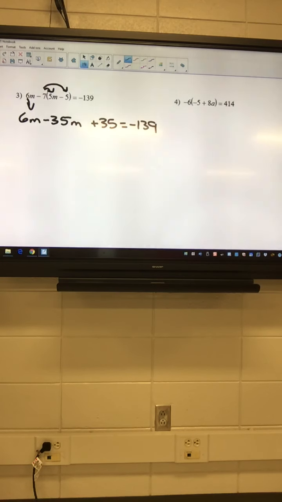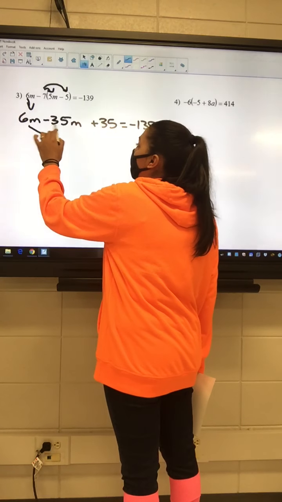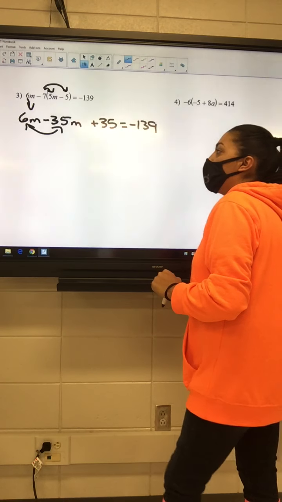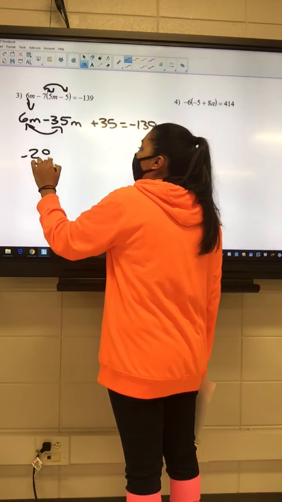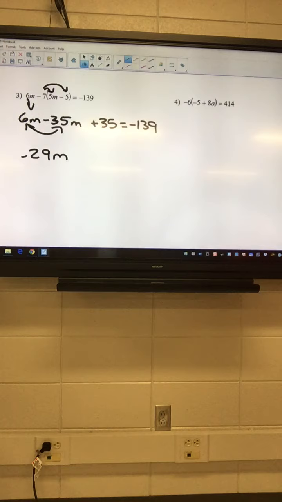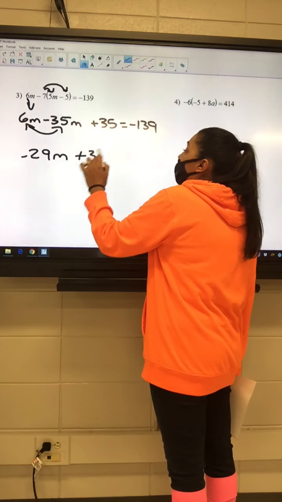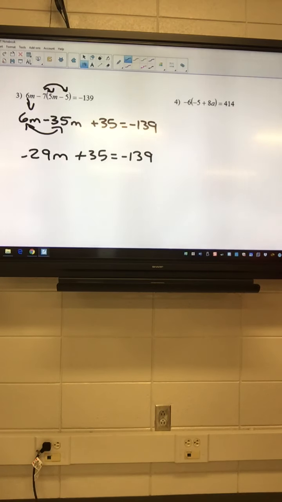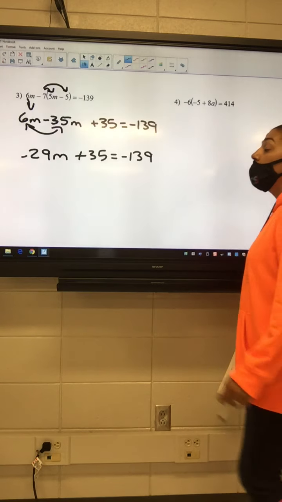Okay, so what can we combine? The 6 and the 35. So what is it? 6 minus 35? Negative 29. Negative 29m. So plus 35 minus 139. Okay, so now we're on step 3. It says add or subtract the kid, aka the non-variable. In this case, what would that be? Subtract what? 35.